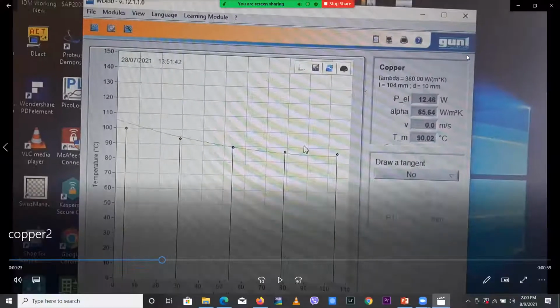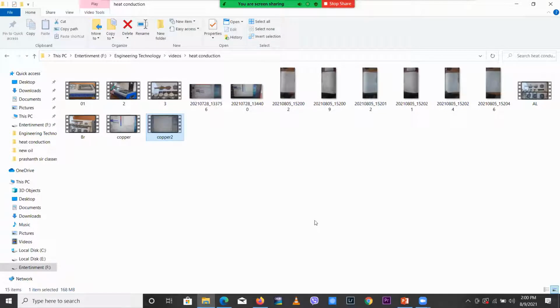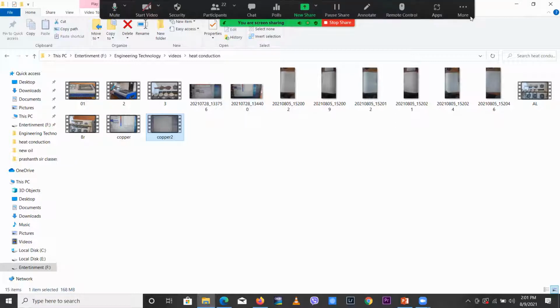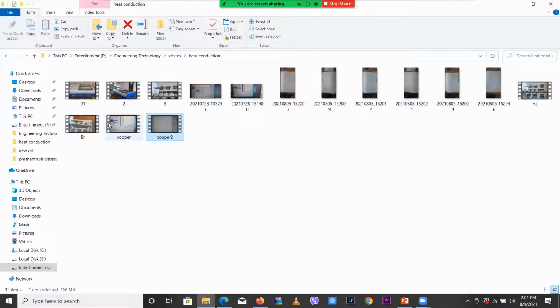So this is for the copper. Likewise, we can observe the other metals. Before that, I will show you the observation data. Then I will give some explanation of that data, and later we will play the video of the aluminum rod and brass.